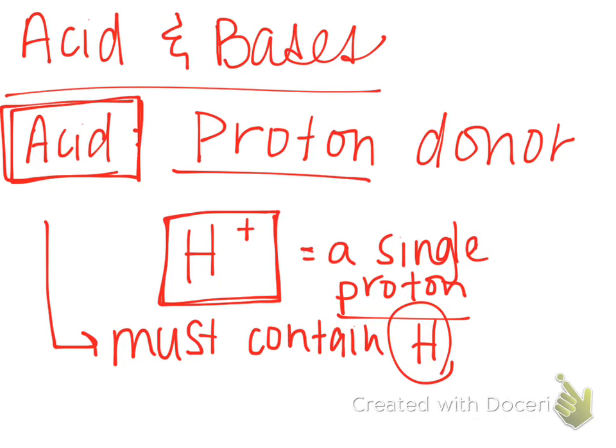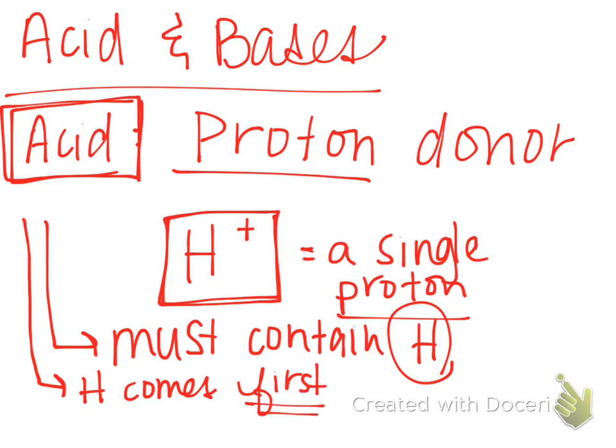Okay, and I'll give you a little clue for acids: when we have an acid, hydrogen always comes first in the formula, rather than the name. In the chemical formula, hydrogen will always come first. So that's the clue for us that it is an acid. If hydrogen comes first, that has to tell us, oh, this is an acid.